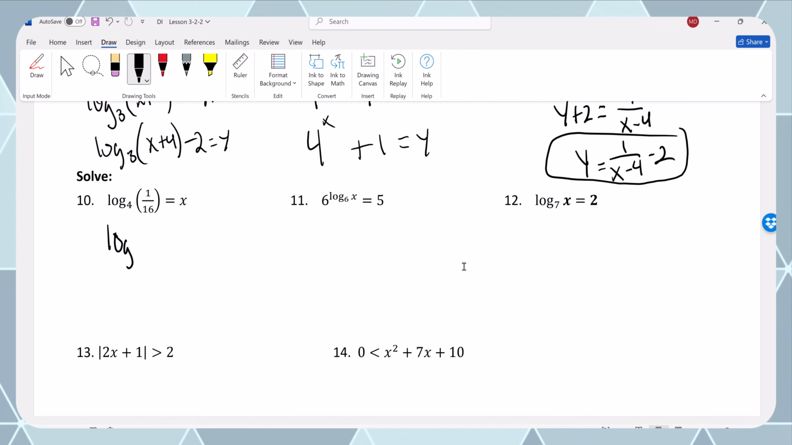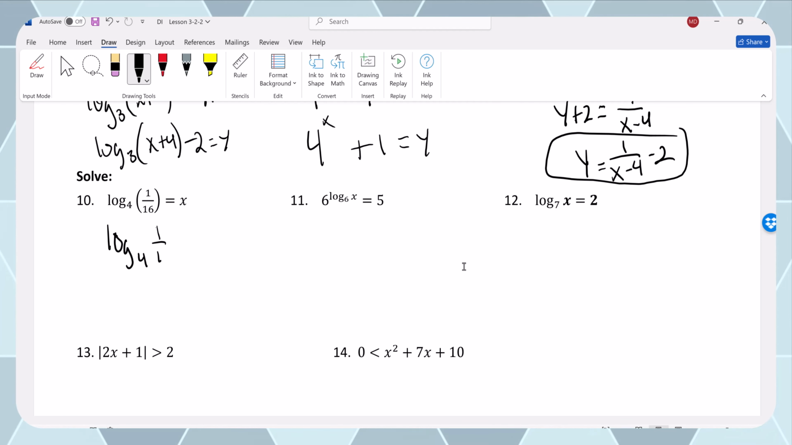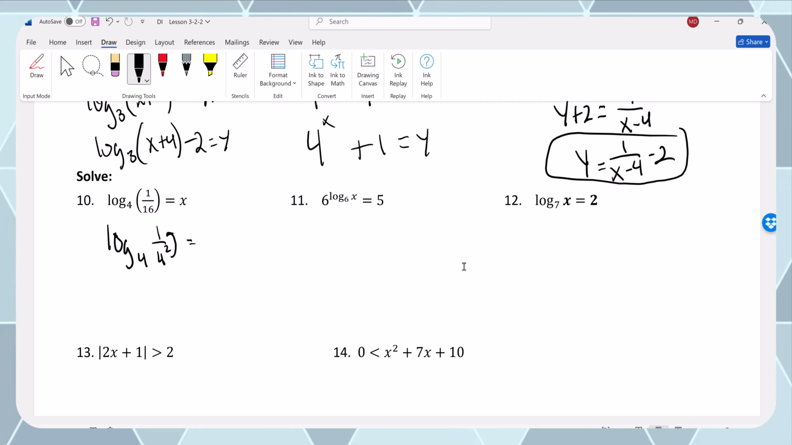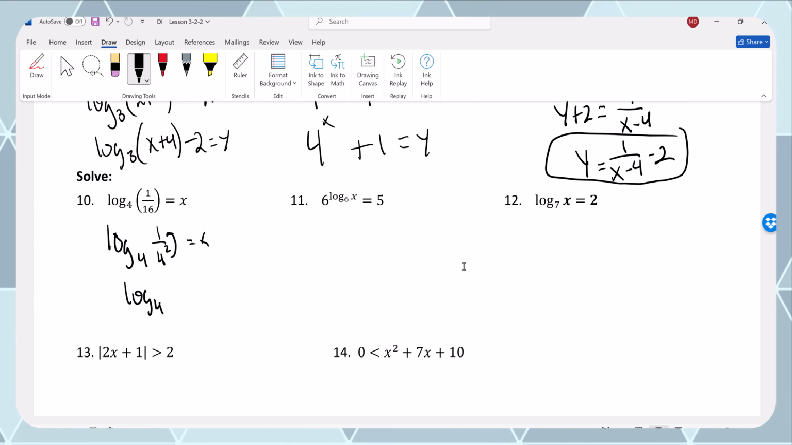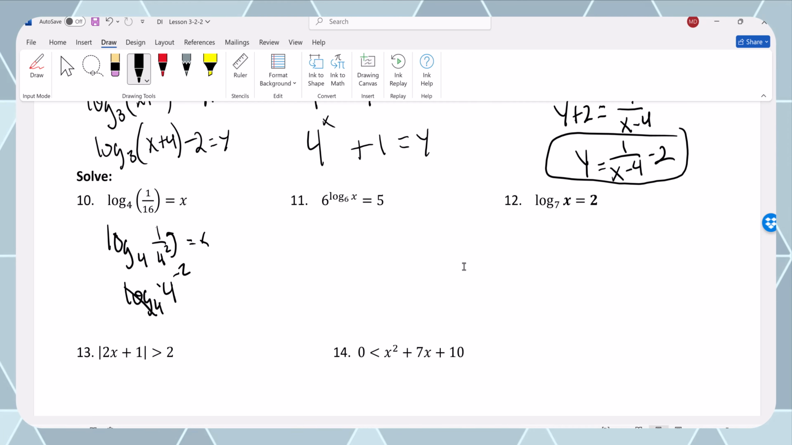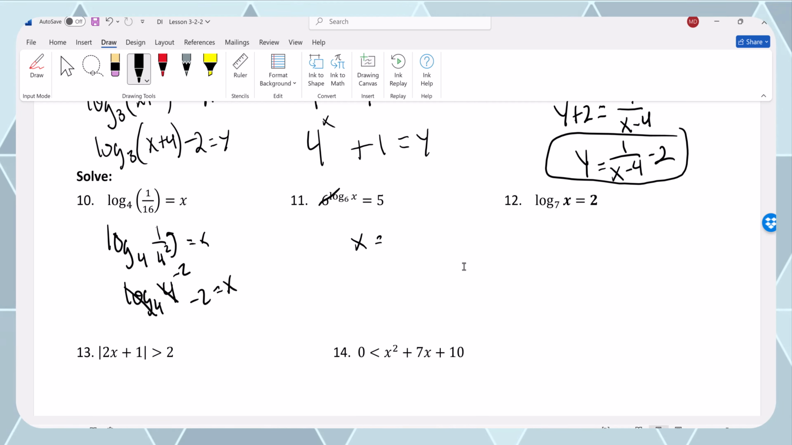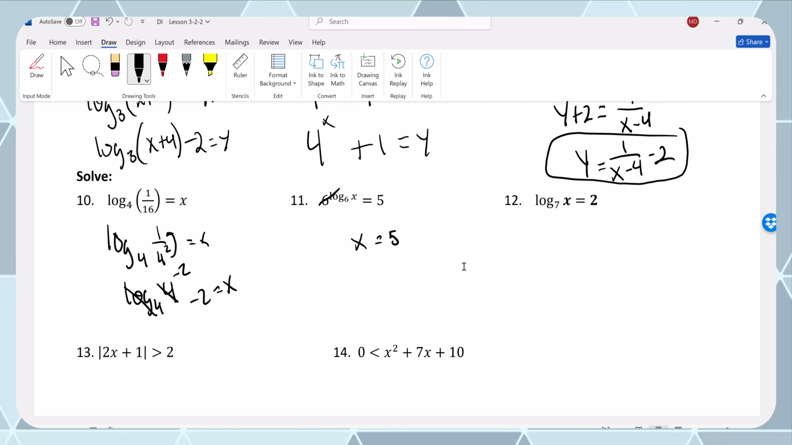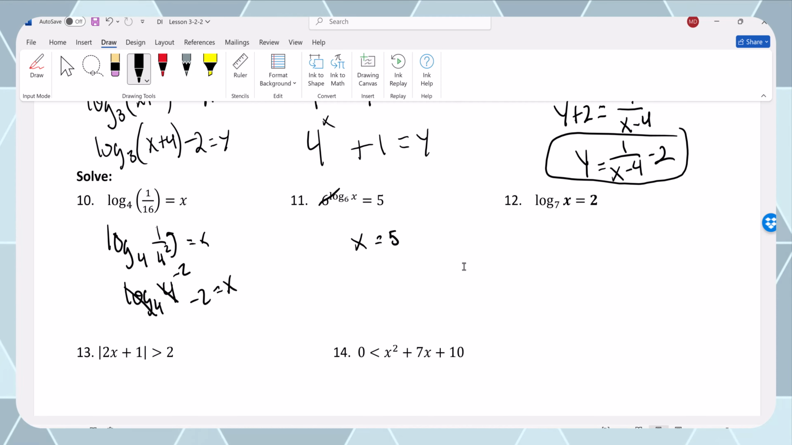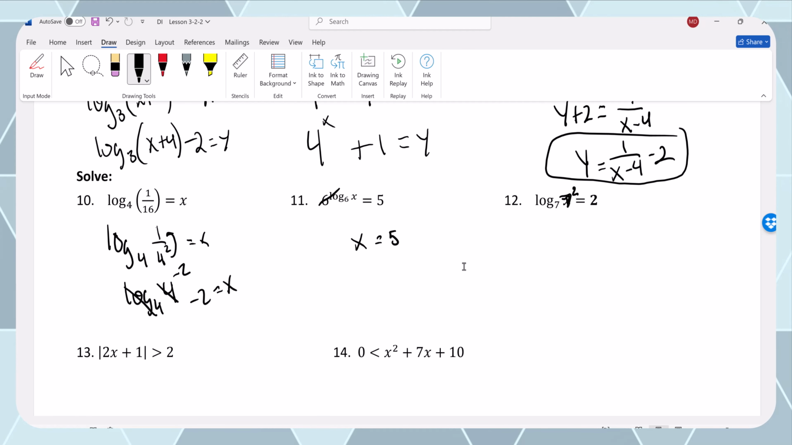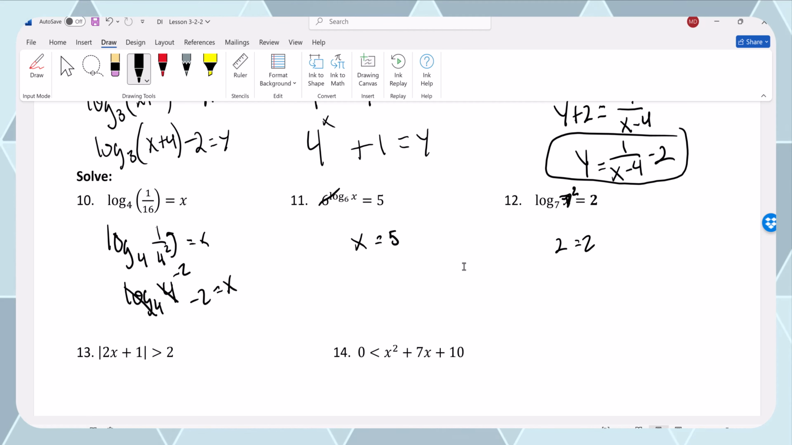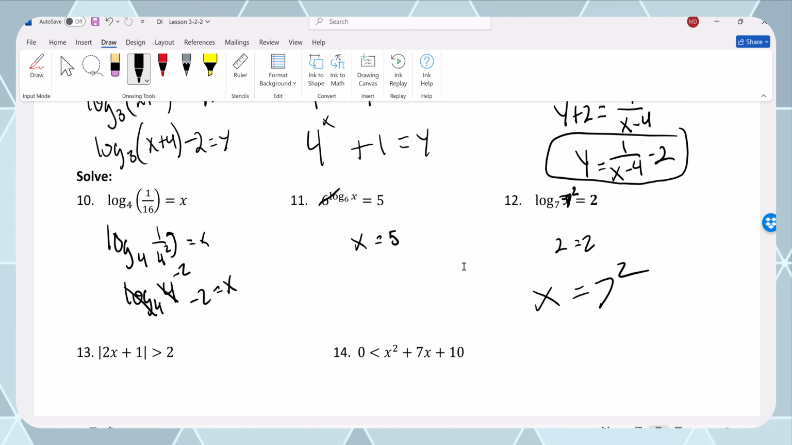So we get log base 4. Now I have to rewrite that. I can write that as 1 over 4 squared. Move that to the top. Let's cancel out, so x equals negative 2. Cancels out, so you get x equals 5. Again, I know that the log canceled out, so that has to be a 7, and then for it to be 2, has to be squared. So 2 equals 2, so then x has to be 7 squared, which is 49.